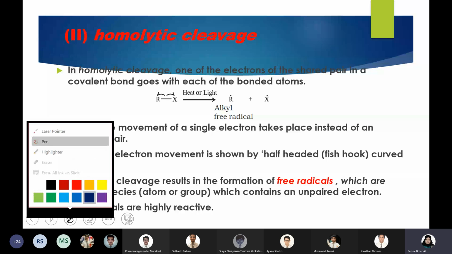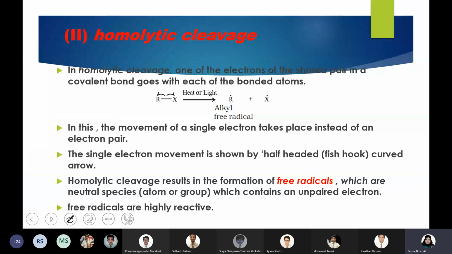As the name indicates, it is homo, that means in a similar way or equally the bond will be broken, and after the cleavage, of the shared electrons, one electron will go to each of the bonded atoms or fragments. So here, as you can see, R-X and the shared pair of electrons has been shown using a half curved arrow with half heads. Usually for electron pair transfer, we use a curved arrow with a double head.